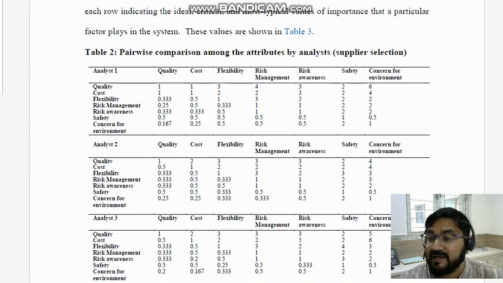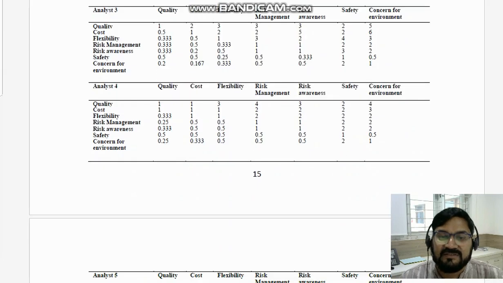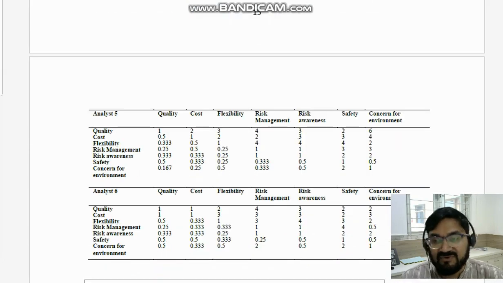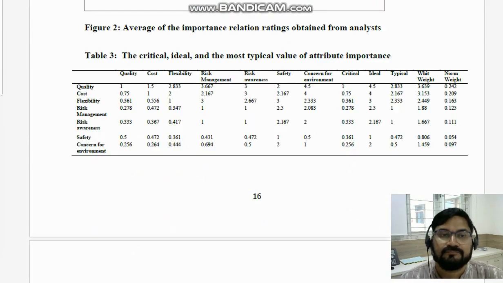So step 2. Suppose that this is the upper triangle matrix evaluation. So how many criteria are here? Quality, cost, flexibility, risk management, risk awareness, safety and concern for environment. So there are 7 criteria for evaluation, and the analyst can rate one criterion over the other based on the 1 to 7 scale. So the upper triangular matrix will be evaluated, and the lower triangular you can construct accordingly. Suppose there are 5 or 6 analysts for the evaluation. So how can you accommodate those scores?